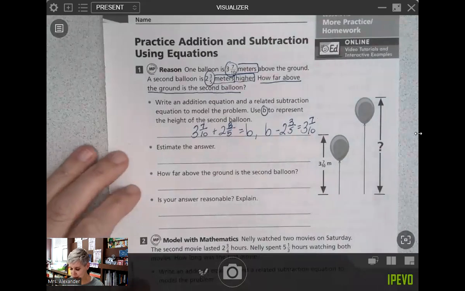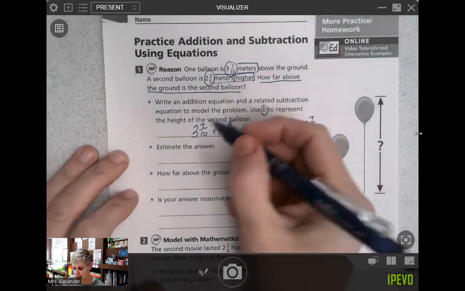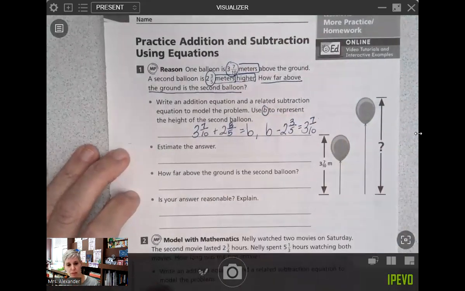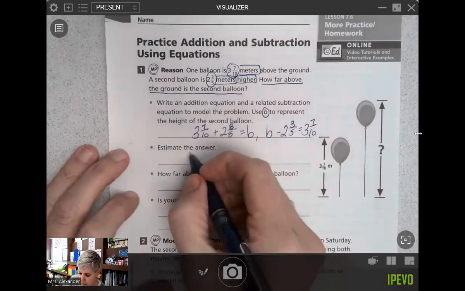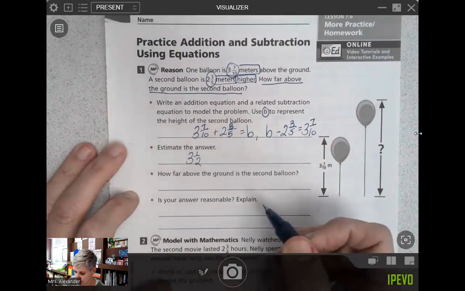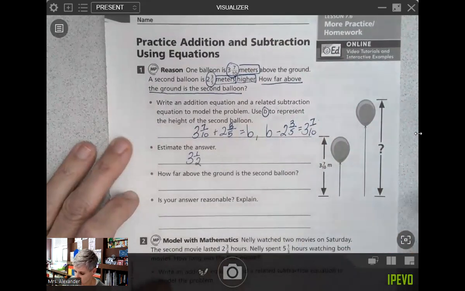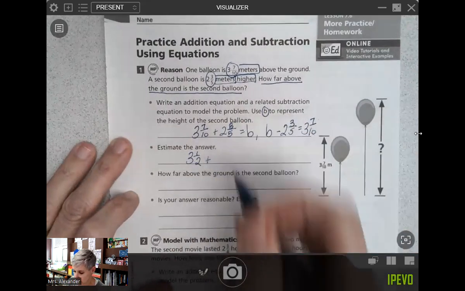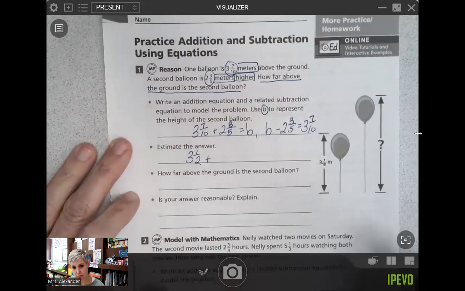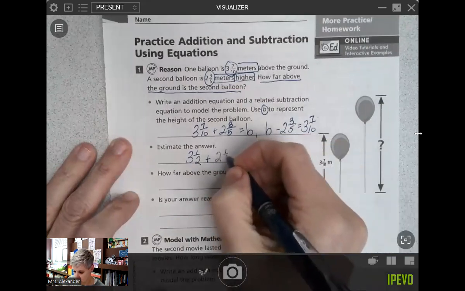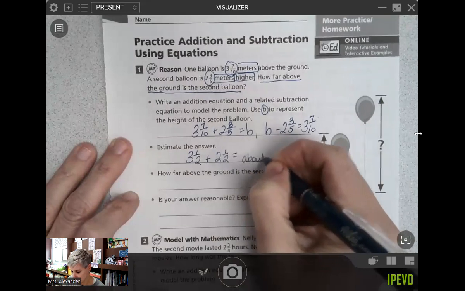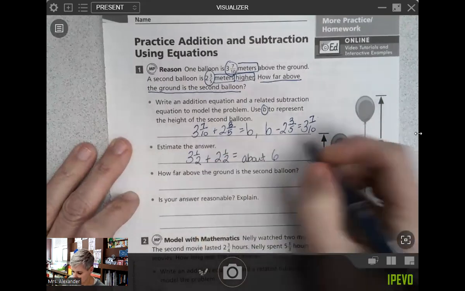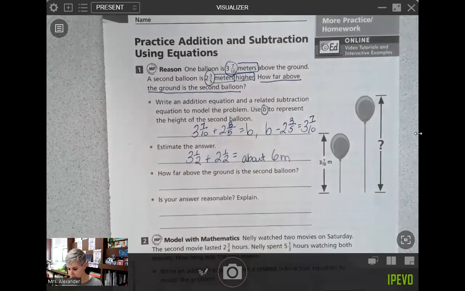All right, estimate the answer. Let's estimate 3 7/10 using our benchmarks. 3 7/10 is about 3 1/2. Let's see, we need to know how far above the ground is the second balloon. So we're going to say plus 2 3/5 is about 2 1/2. So our answer is about 6 meters off the ground.